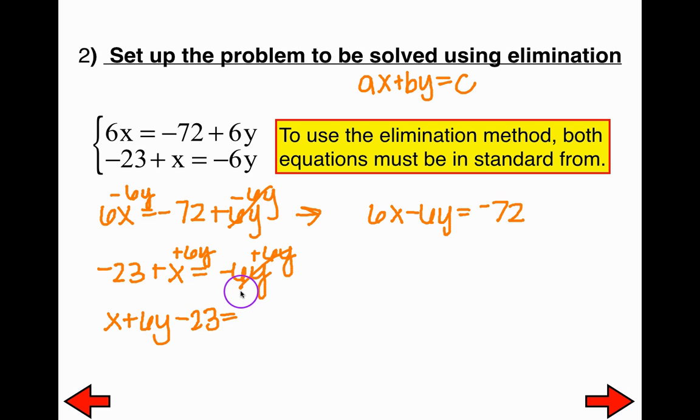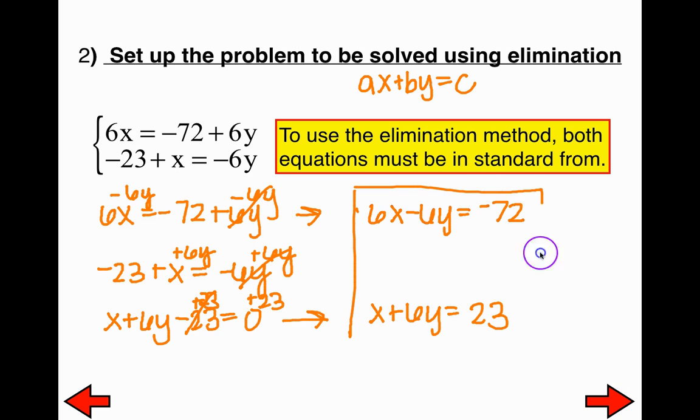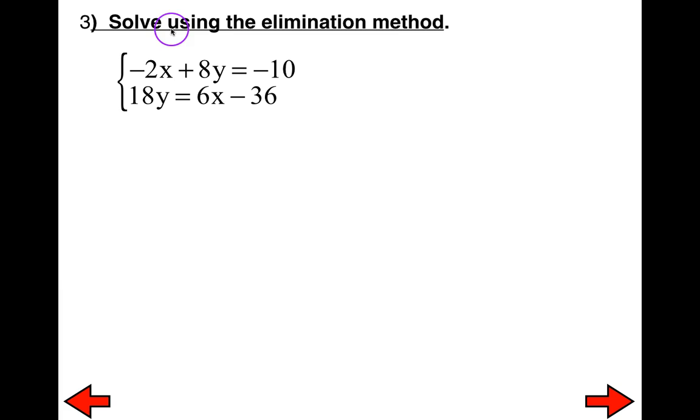On this side, you're going to notice there's nothing left, so I'm just going to write 0, because the negative 6y plus 6y is 0. Almost there, we just need to add 23 to both sides. And my new equation would then be, it's going to cancel out, x plus 6y equals 23. Now we have a system that we can work with to use elimination on, since they are both in standard form. Okay, so now moving on.